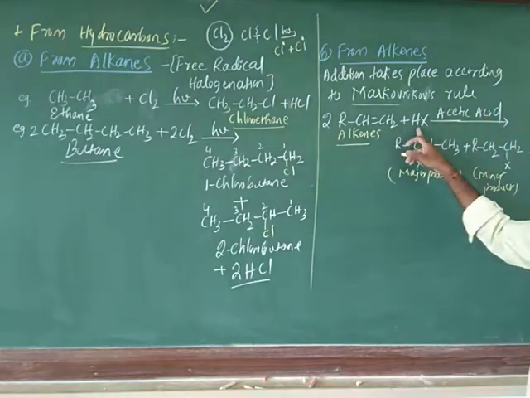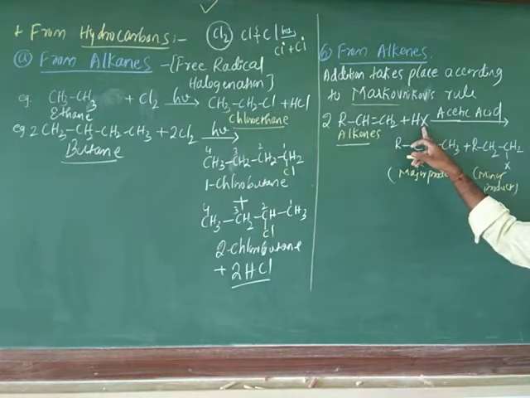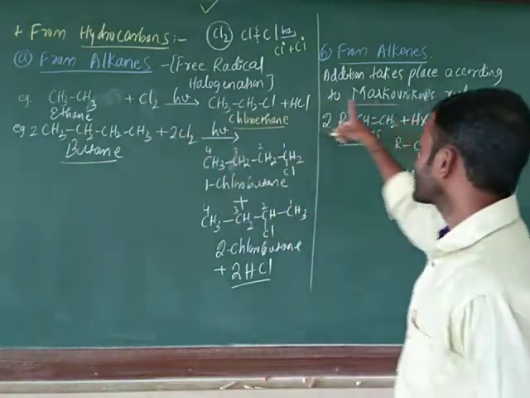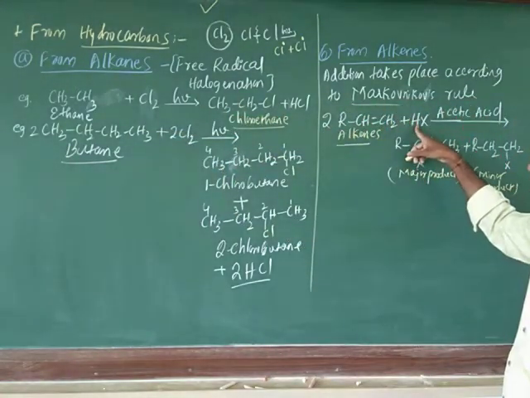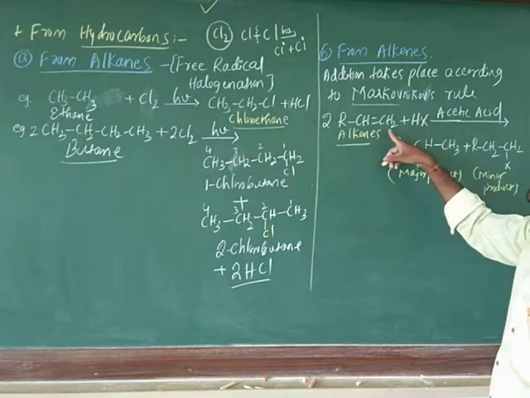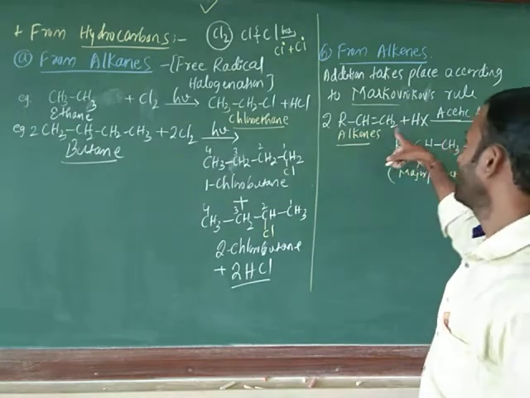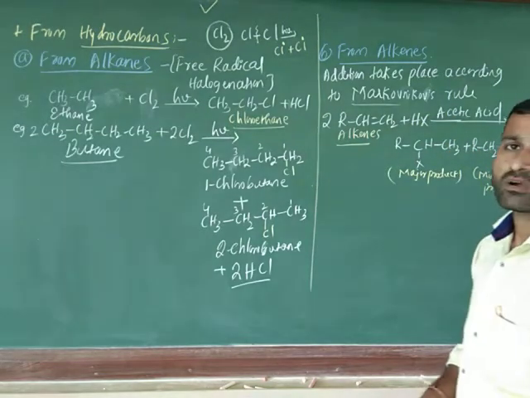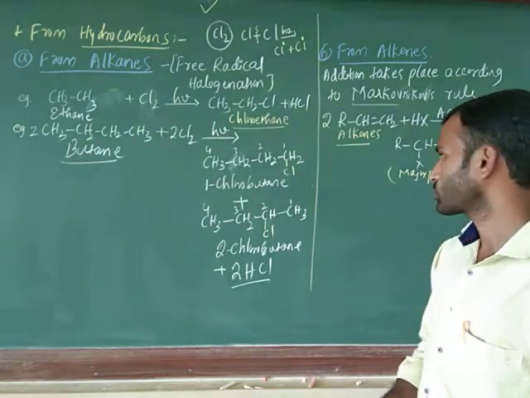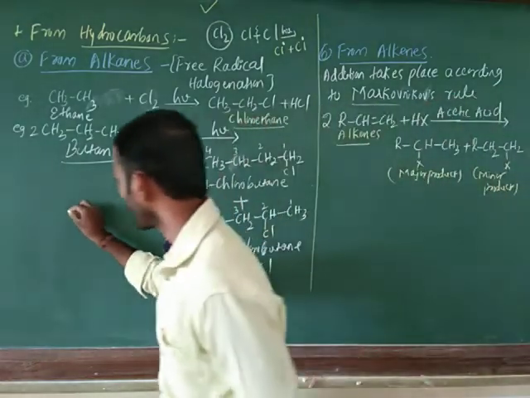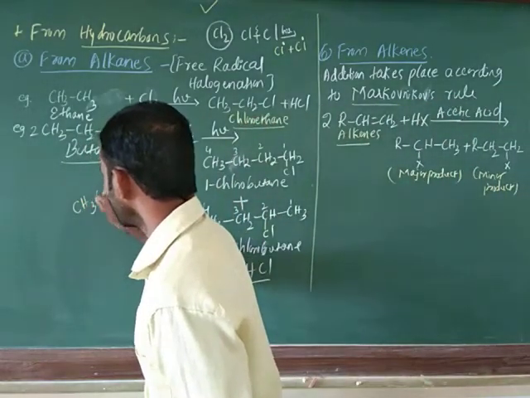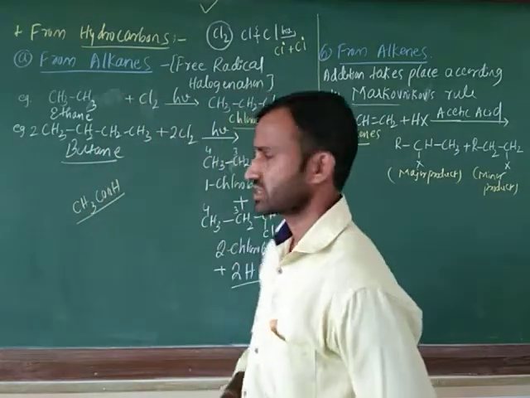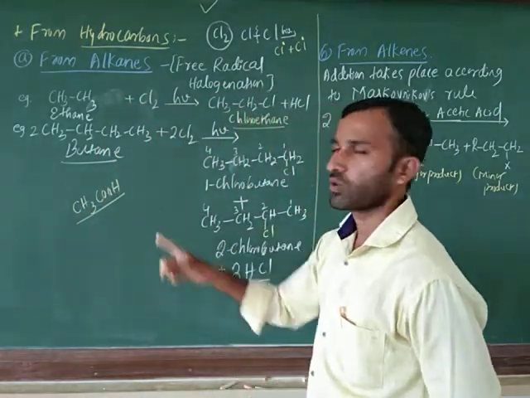This alkene can react with what? HX, hydrogen halide. In this case we are going to take Cl2, but do not take Cl2. Cl2 will not work in this case because this is unsaturated. After that they are going to add acetic acid. What is the formula of acetic acid? I am going to write here CH3COOH. The formula of acetic acid is CH3COOH. This is a what? Weak acid.